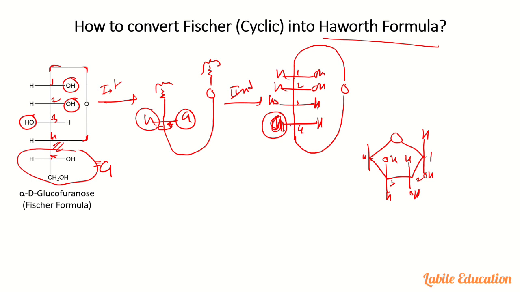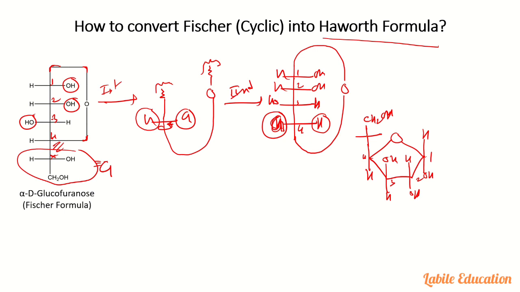At fourth carbon, this hydrogen is on the right hand side, so hydrogen will be below. Now the group will be here. Now, what is the group? The group is here, the CH2OH group. Now there is one confusion: where to put the hydrogen and the OH group.